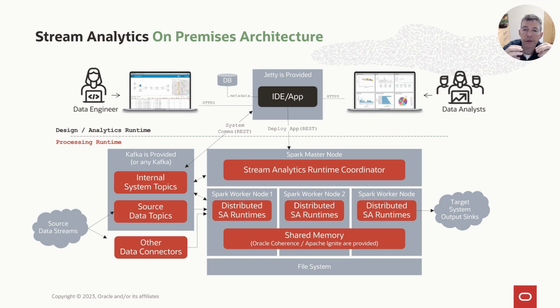So let's take a look at our base architecture. Stream Analytics provides its front end and control plane through an application that internally runs on a Jetty app server. This app server controls all design time activity and stores metadata in a database that can be Oracle or MySQL. When a pipeline is run, it automatically creates a Spark application that is then deployed in a distributed manner on a Spark master node and multiple worker nodes.